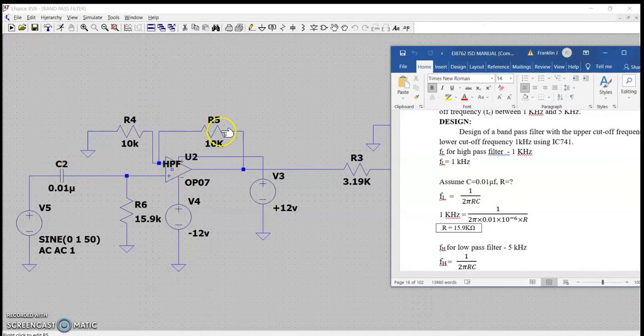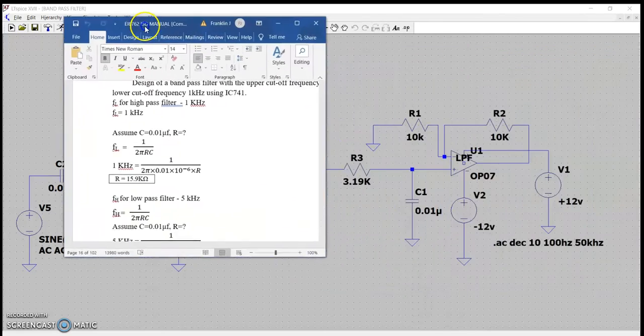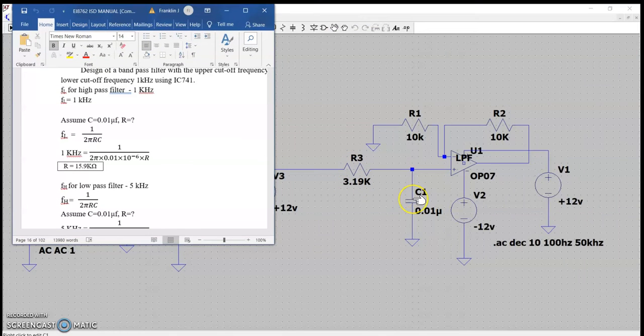Now R4 and R5 are used to find out the gain of this HPF filter. So what is the formula? We all know that gain is equal to 1 plus RF by R1. When you substitute that, you are going to get 2. Gain is equal to 2. Now on this side, R3 and C1 are used to find out the higher cutoff frequency for this LPF.